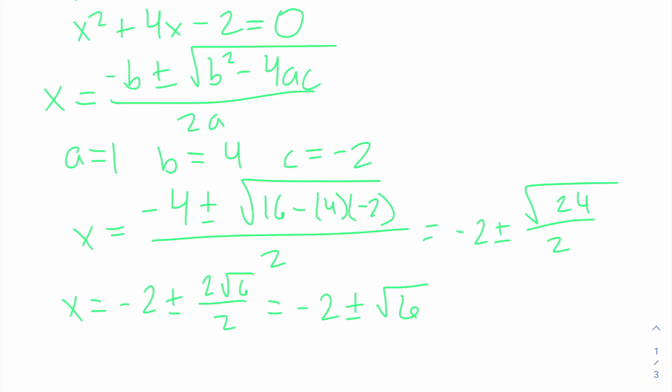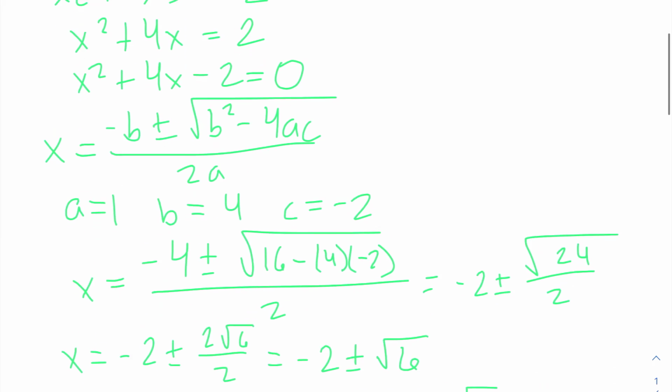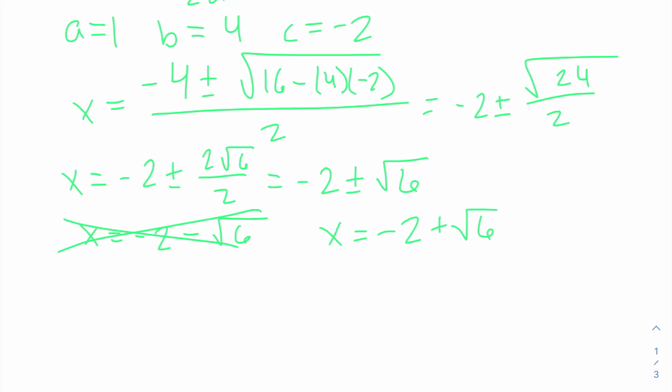So we get two answers for x. x is equal to negative 2 minus square root of 6, or x is equal to negative 2 plus the square root of 6. But we can't have two answers. The thing to notice here is that this answer is negative and this answer will be positive because the square root of 6 is bigger than 2. If we go back to our pattern, we see that we have no negatives in our fraction. Therefore, our answer cannot be negative, which means this is the wrong answer. So our answer is x is equal to negative 2 plus the square root of 6.